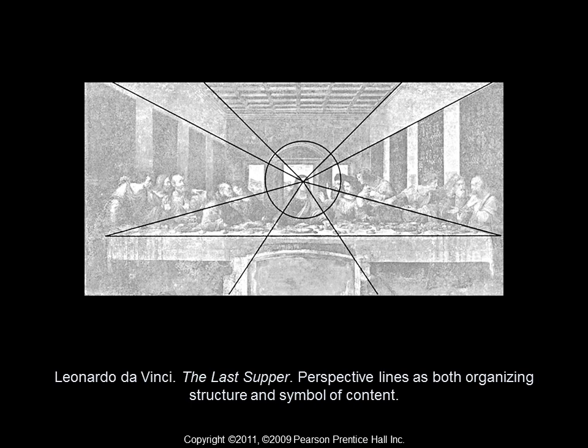This slide is a breakdown of Leonardo da Vinci's The Last Supper, showing perspective lines as both the organizing structure and the symbol of content. So try not to get confused by this. There are a few things going on here. If you look at the center of Jesus Christ's head, we've got a dot right there. That is our vanishing point. That's where all lines will recede to eventually in a perspective drawing.